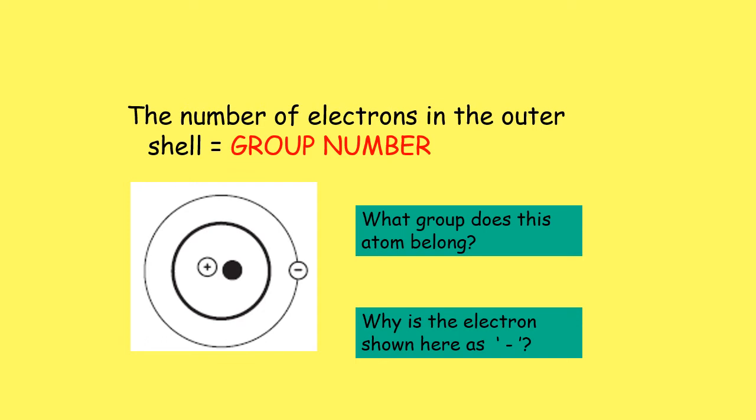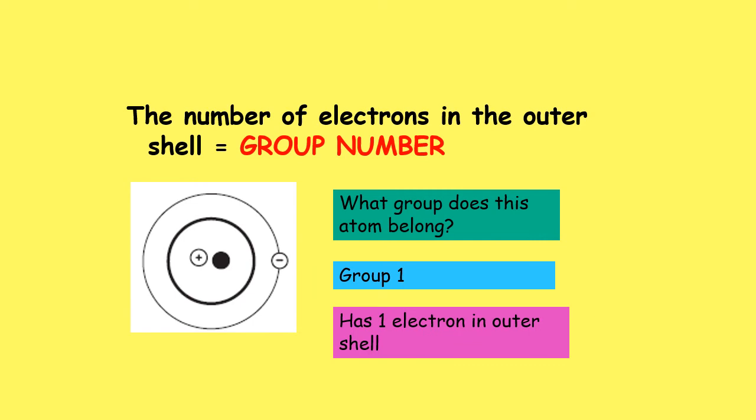So for this one, what group does it belong to? Well, the nucleus is the inner circle, which has got a plus and then a black circle, and the black circle is a neutron. And we see it's only got one shell and there's one electron in it. So it's got one electron in its outermost shell, so it is group 1.